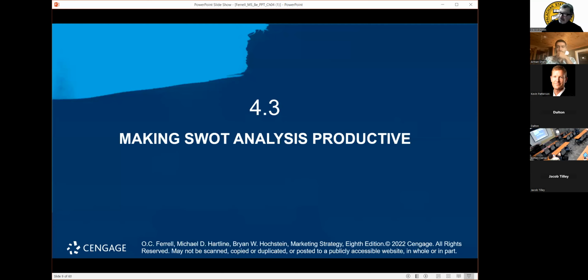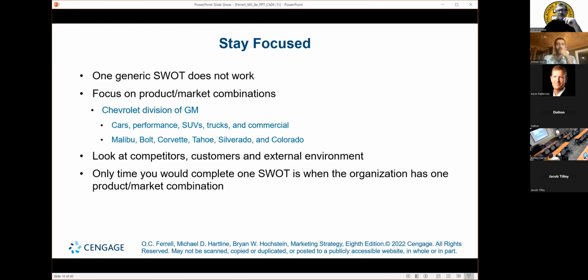So, how do we make a SWOT productive? What's the way that we do that? Well, the first thing that we note is that one generic SWOT is just simply not enough. You can't create a SWOT analysis for Walmart, let's say, or Procter & Gamble, where you have multiple divisions and multiple products. Usually good SWOT analyses focus on product and market combinations, such as trucks, cars, SUVs, electric vehicles. Those are the kinds of divisions, products, markets and combinations that you have to make.